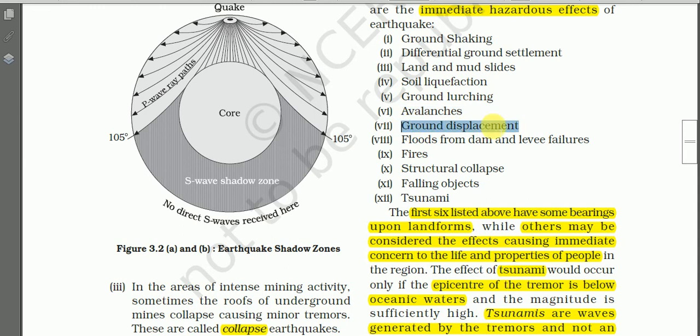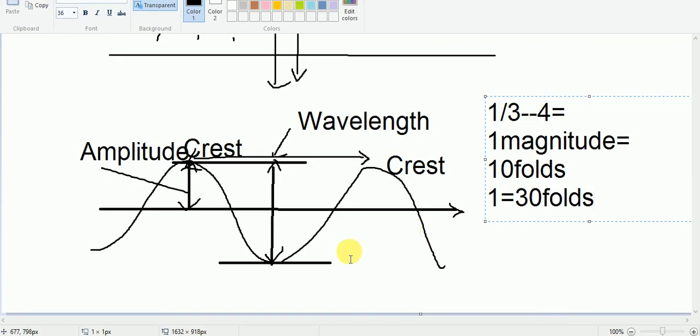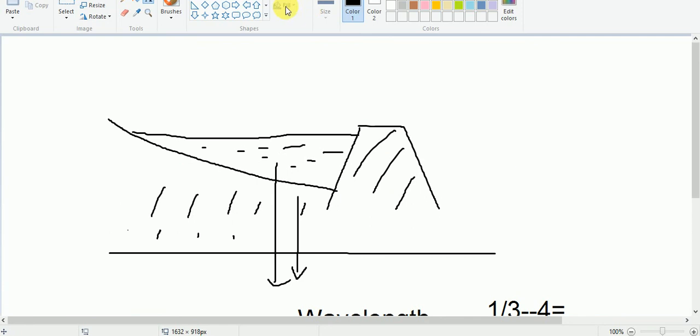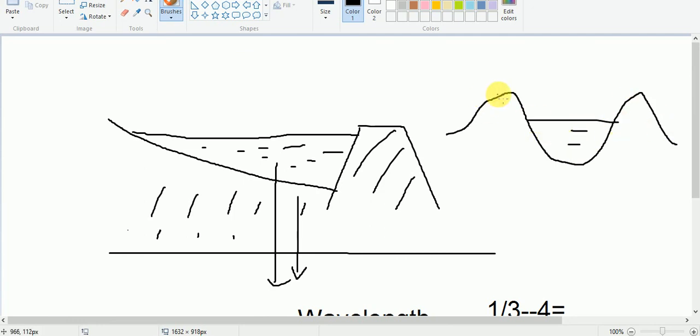Then ground displacement, that occurs when there is a faulting process. Then there may be floods from dams and levee failures. Because of the earthquake, dams may be broken. Then levees may be broken. Levee, you know, see, this embankment. Okay, embankment. So this is the river, and here this is the levee, and this section may be broken, and there may be flood.